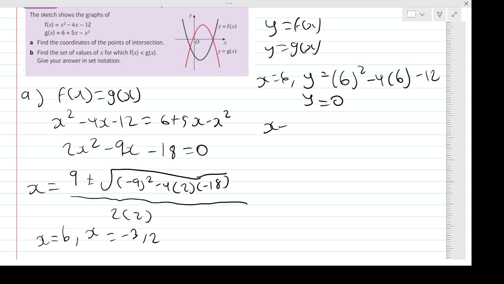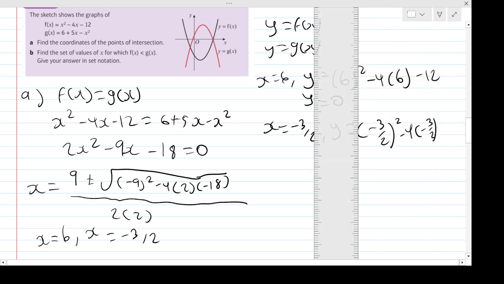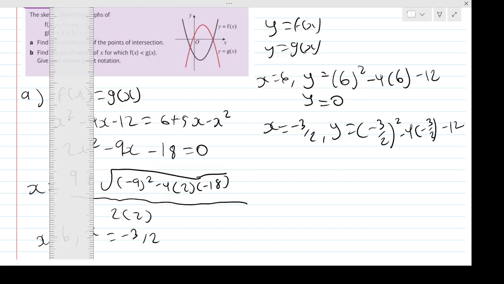Then the other x value is minus 3 over 2. Then the corresponding y value will be minus 3 over 2 squared, minus 4 lots of minus 3 over 2, minus 12. Put that in the calculator. If you want to, you could convert 3 over 2 to 1.5 to make it easier, but I've just left it as a fraction. That will get me minus 15 over 4. Cool.